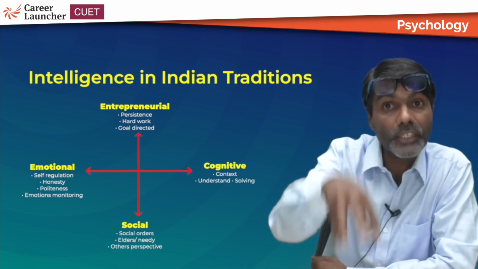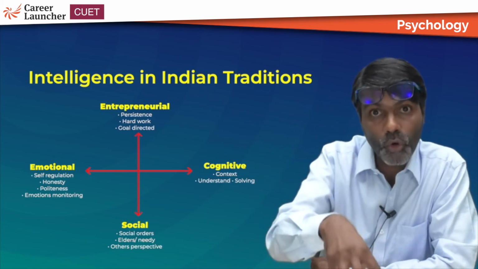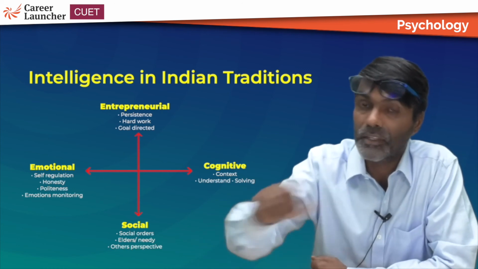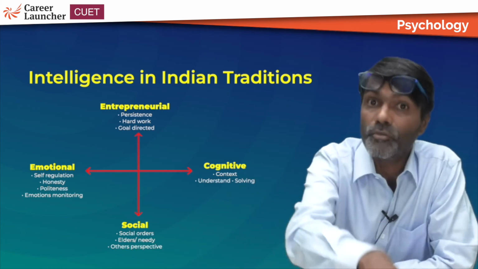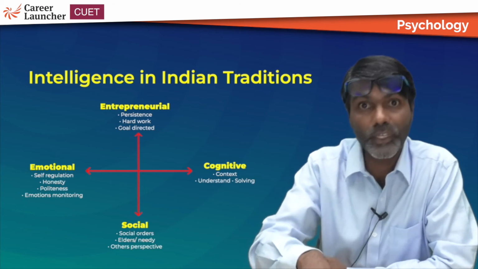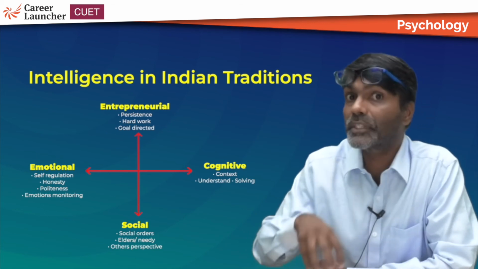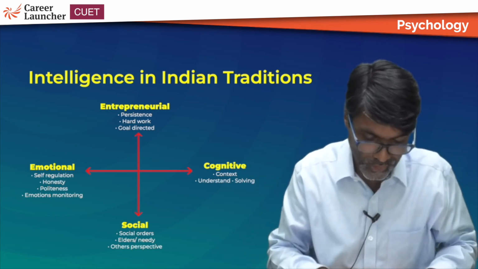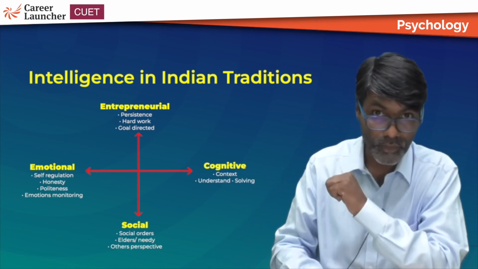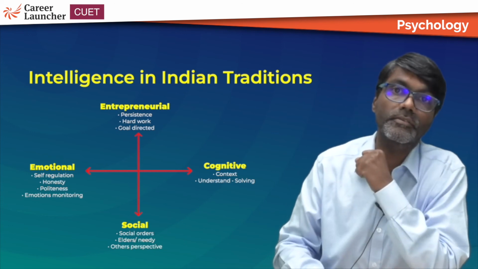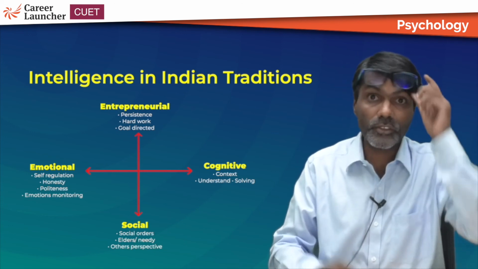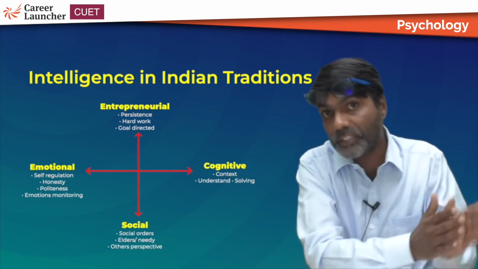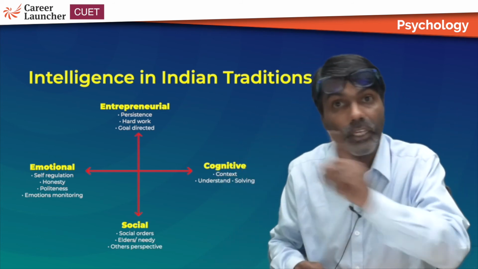This is called social intelligence, which means you must know that this is the behavior that has to be done with elders. This is the behavior that has to be done with women. This is the behavior that has to be done in the morning. This is what you must do in the night. This is a very important part, which is called social intelligence. Third, emotional intelligence.